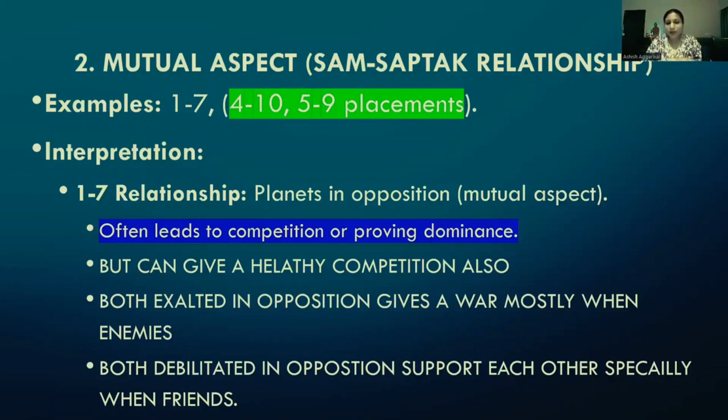If both planets are debilitated, they come into position and are also friends, then we won't call it bad. In fact, they try to support or help each other in this context. So the first relationship we discussed is conjunction. The second is the semiseptile relationship and the relationship of opposition, which we generally consider negative.